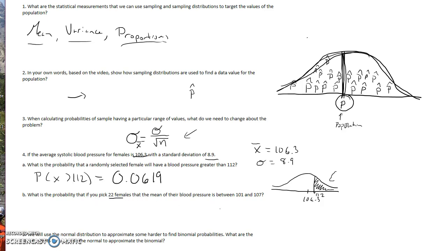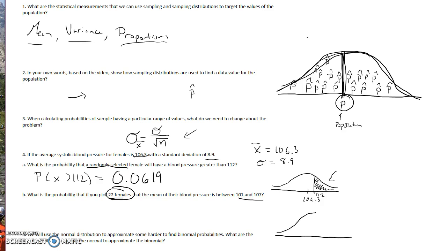Okay, so this next one says, what is the probability that if you pick 22 females, the average of their blood pressures, or the mean of their blood pressures, is between 101 and 107? So this time I'm not finding the probability of a single person. You can see in the last one it was a randomly selected person. Now I'm going to take 22 people, average up all of their blood pressures, and I want to know what the probability is that it's between 101 and 107.